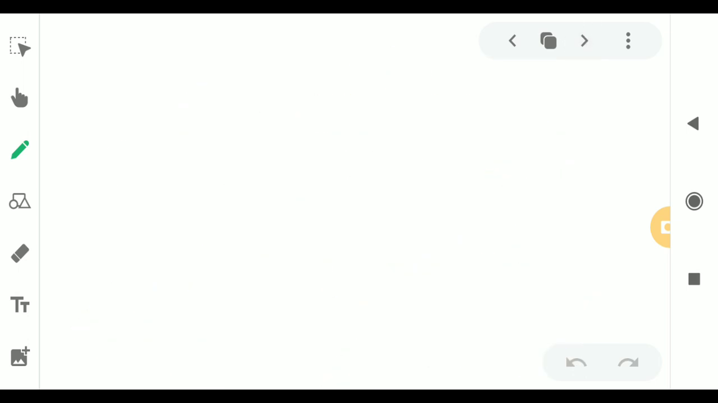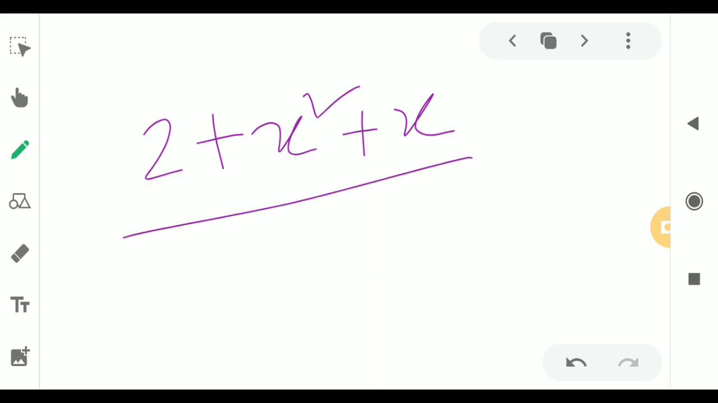Understand? So if I ask you, suppose if I give you one question, 2 plus x square plus x, what is the coefficient of x square in this question? Coefficient of x square is 1, because nothing is multiplied here. If 1 is multiplied here, it will be same. So coefficient is 1. So answer is 1. Understand? We are solving questions like that.